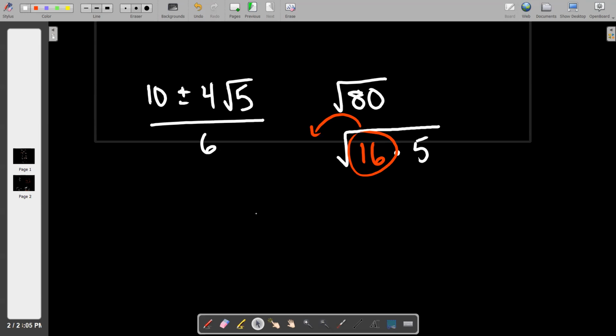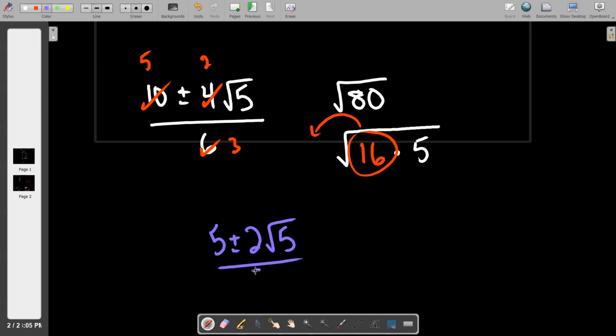What can all the numbers in that triangle be divided by? 2. So let's divide them all by 2. And what they become is 5, 2, and 3. So my final answer, I'll write it in purple, is 5 plus or minus 2 roots of 5 all over 3. Last one.